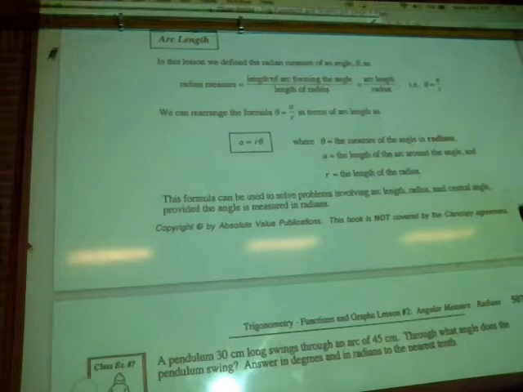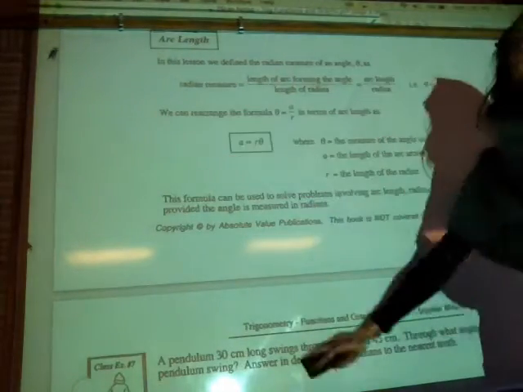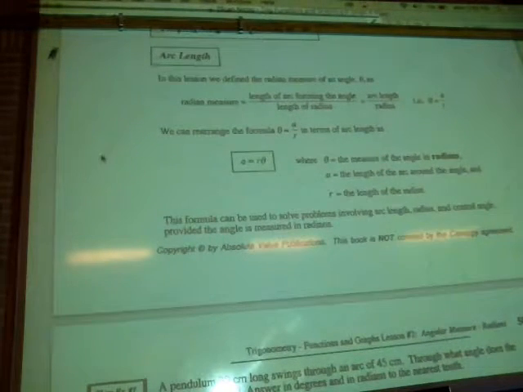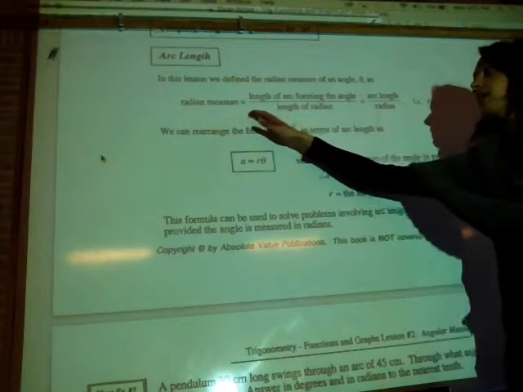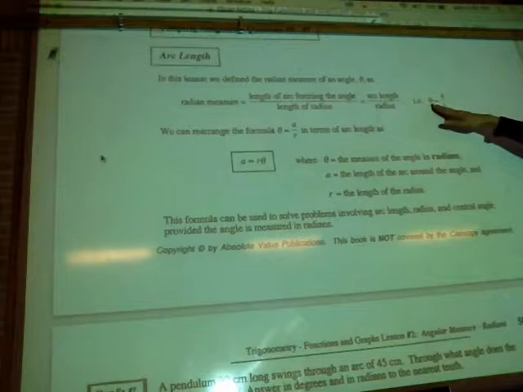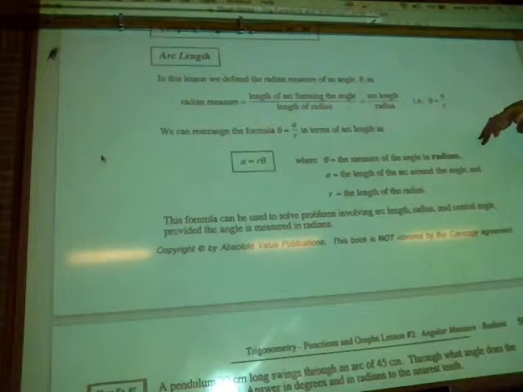So now that we know a little bit about radians and how to find the coterminal angles, the reference angles, rotation angles, and how to convert from degrees to radians, and vice versa, we're going to look at some examples that apply to real life. So first we need to talk about the formula for arc length. Just reviewing, the radian measure is equal to the arc length over the radius. In other words, the angle of the arc is equal to the arc length over the radius.